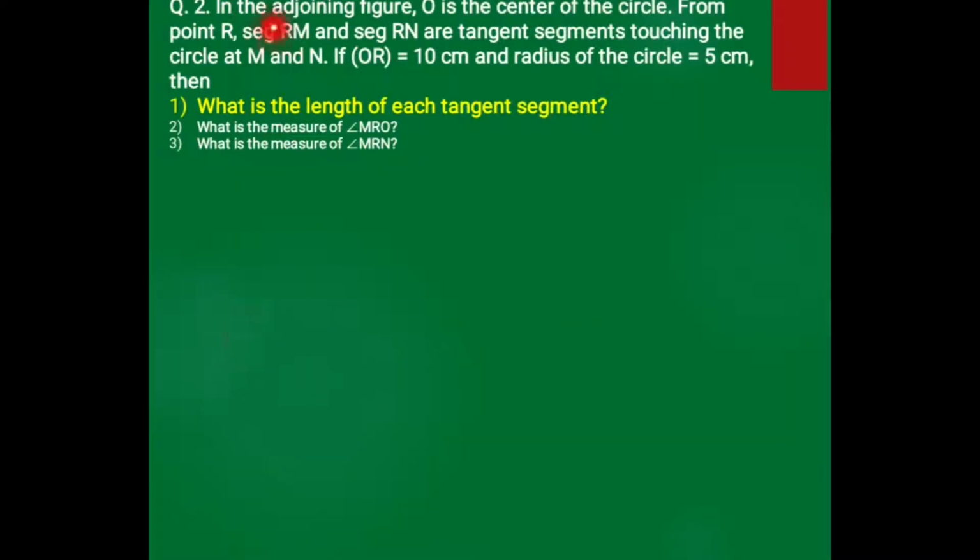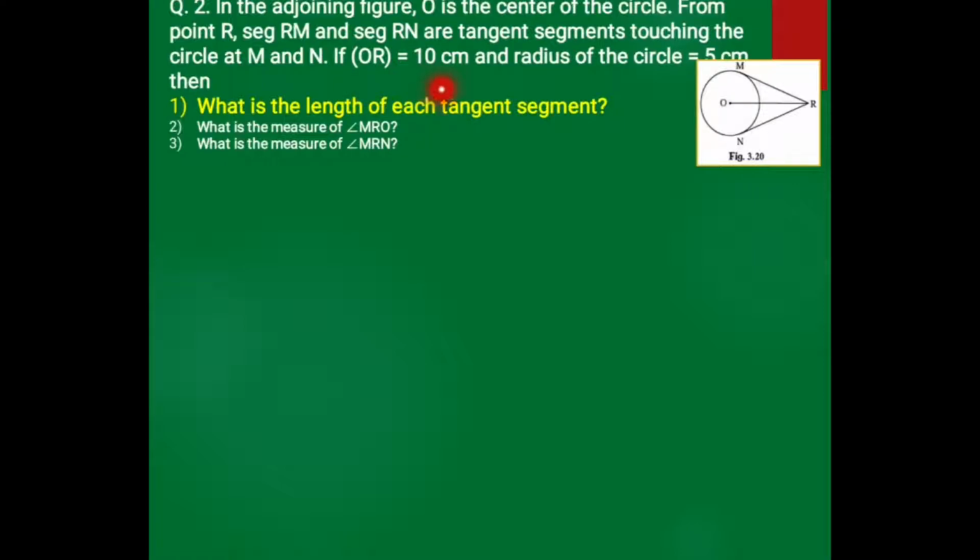Now see second question. In the adjoining figure, O is the center of the circle. From point R, seg RM and seg RN are tangent segments touching the circle at M and N. So these are two tangent segments RM and RN touching the circle at points M and N.